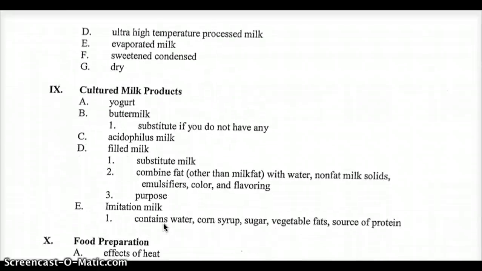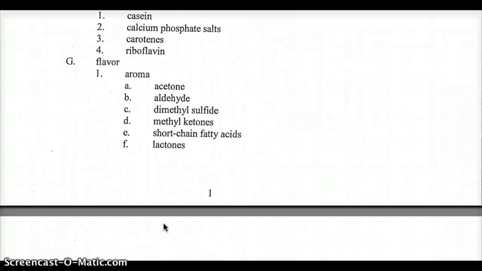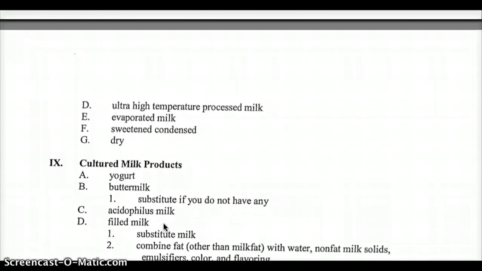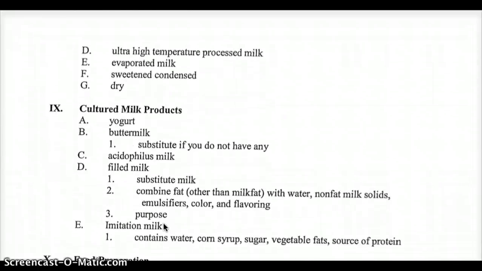We have ultra high temperature processed milk, evaporated milk, and sweetened, condensed, and dry. Oh, that's from the flavor. I believe this looks like the same. Oh, okay. Well, I have a second page, so it might be a little shorter than I expected. But basically these are some of the types of milks: ultra high temperature processed milk, evaporated milk, sweetened, condensed, and dry.